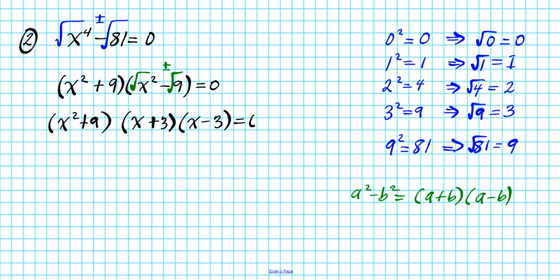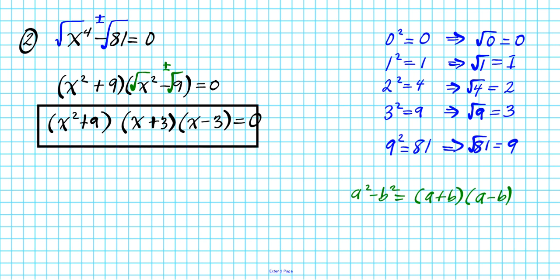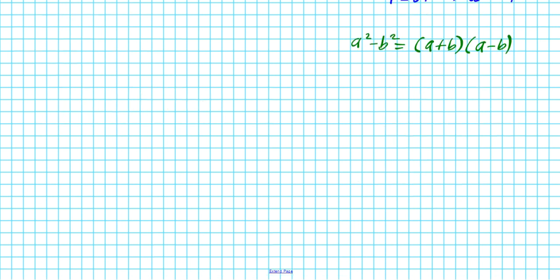So that equals 0. Alright, so that is your final answer for question number 2. Alright, let's move on to problem 3. Now what if we were to factor the polynomial equation x to the fourth minus 11x squared plus 28 equals 0?